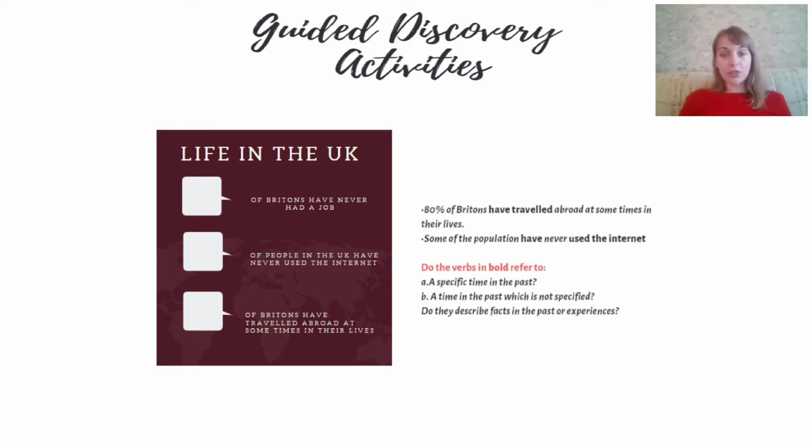So after that, I took some of the sentences with already real numbers because they discussed it. Then I asked them to listen to the recording. Then we compared the percentage with Ukrainian people, and so on. And then we looked at grammar. And I highlighted have traveled and have never used. And after that, I asked them to think about the following questions. Do the verbs in bold refer to a specific time in the past or a time in the past which is not specified? And here I'm driving them to one of the concepts which differentiates present perfect from past simple, which is time which is not specified.